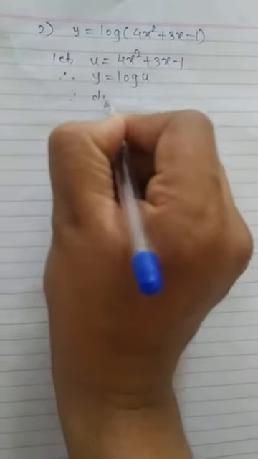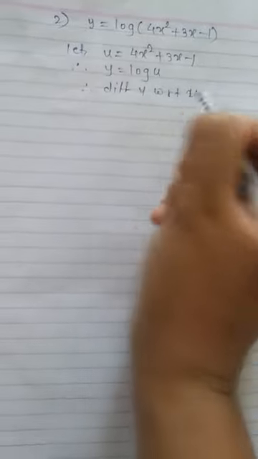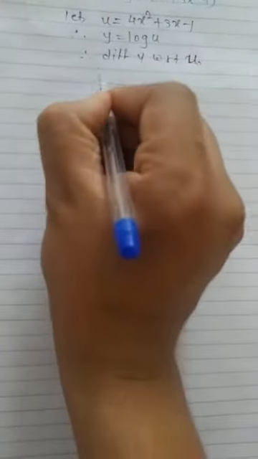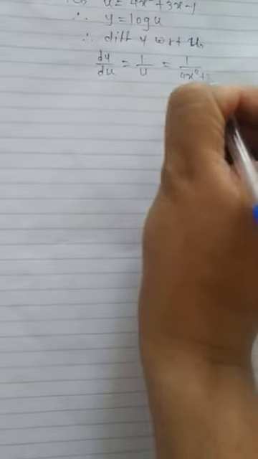So if you differentiate this y with respect to u, then we get dy/du = 1/u, or 1/(4x² + 3x − 1). Call it equation number 1. So this is the value of dy/du.